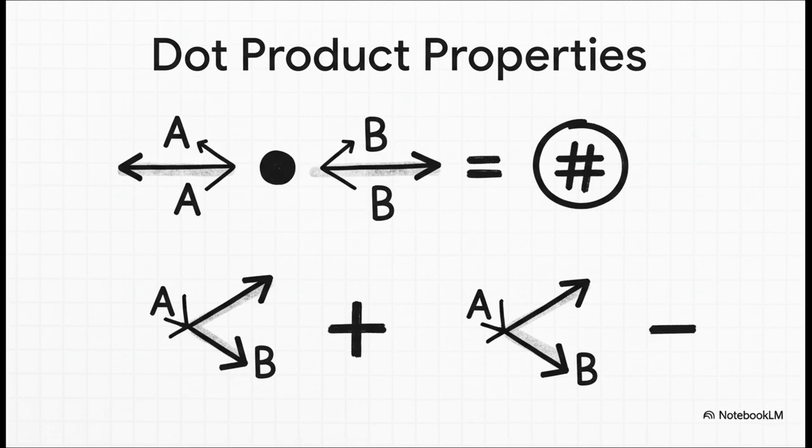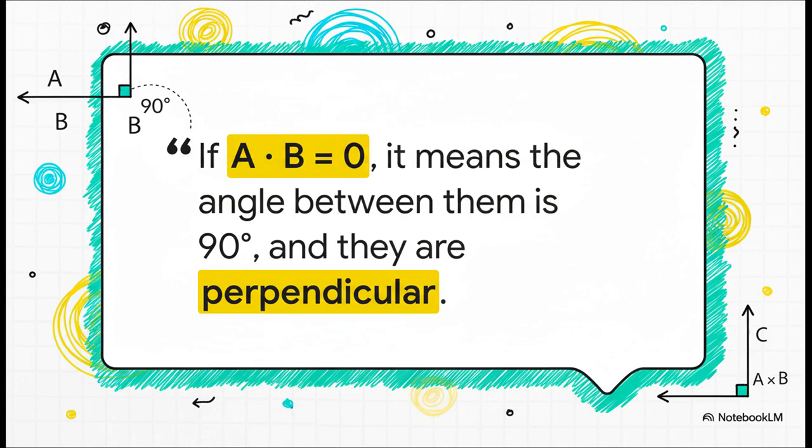It's a scalar, just one lonely number. If that number is positive, it means the vectors are generally pointing in the same direction. If it's negative, they're pointing away from each other. Simple as that. Which brings us to the killer app of the dot product, the most important takeaway.